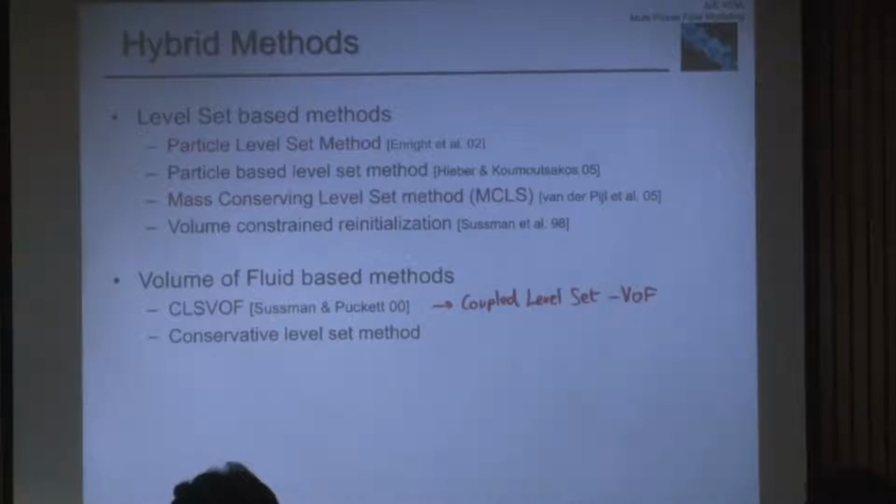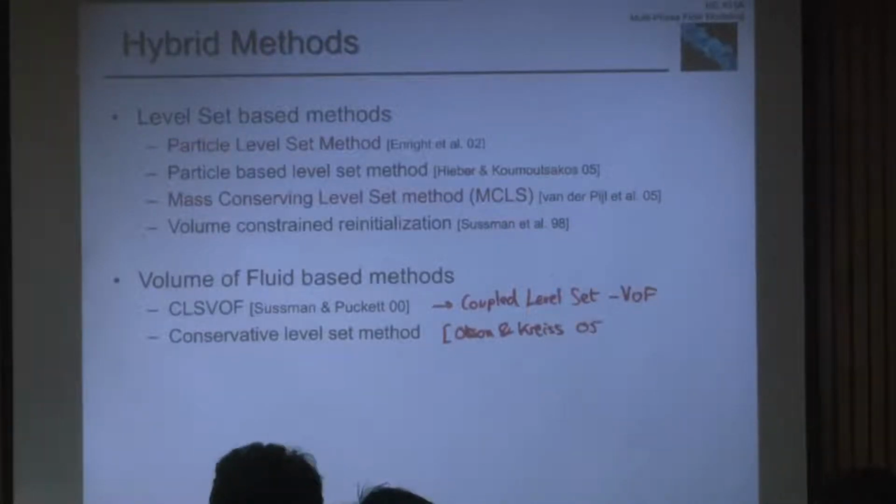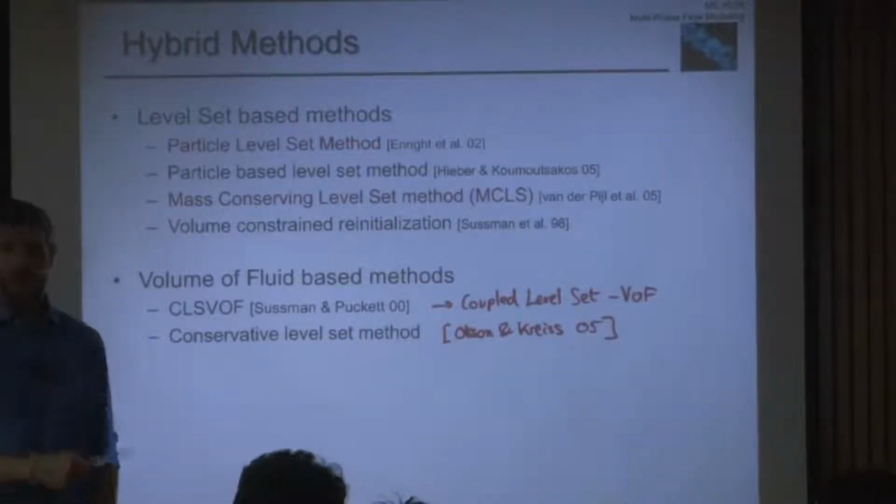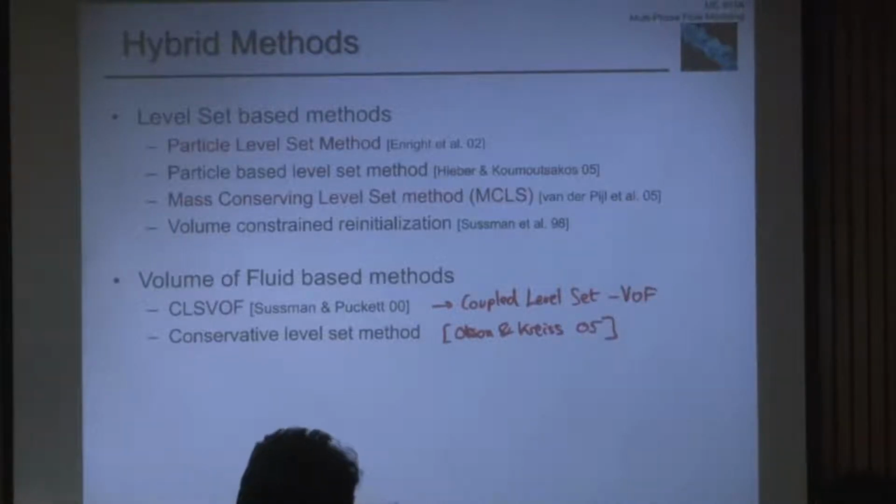And then the conservative level set method, this comes from Olsson and Kreiss, I think '05. The idea here is to say, well, if our level set didn't look like a distance function, but instead it looked like a pretty sharp hyperbolic tangent function, it would be almost like a Heaviside. It would be almost like a VOF field. Well, what if we conserve that function that looks almost like a VOF field? Well, then it's still a level set method, but it can achieve a conservation close to, with a performance close to that of a VOF scheme.